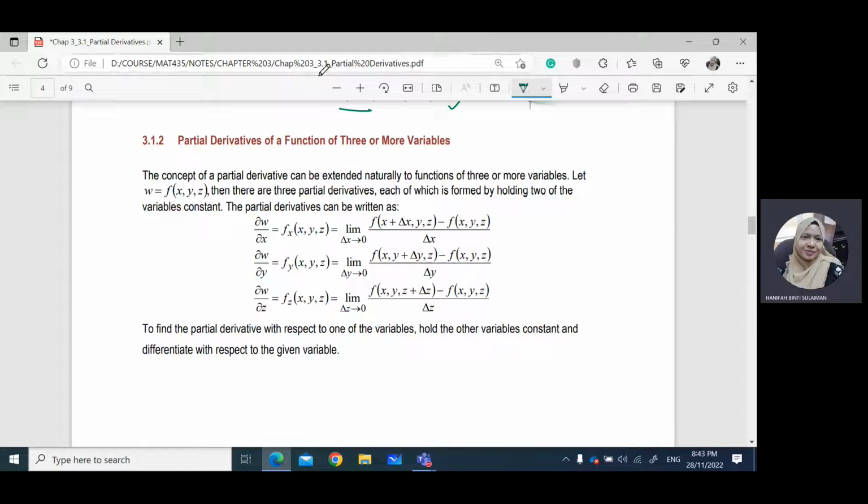Okay, class. So now we look at a partial derivative of a function of three or more variables. So this means a partial derivative of a function involving more than two variables. Okay, all right, so look at this one. The concept of a partial derivative can be extended naturally to functions of three or more variables.